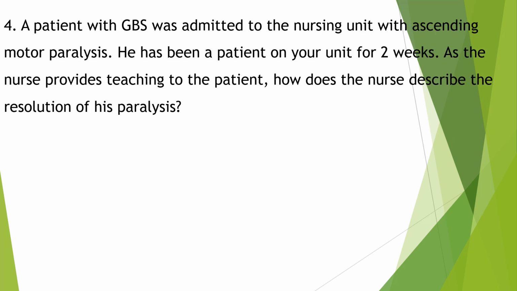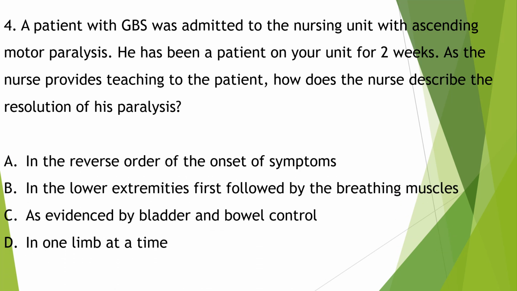A patient with Guillain-Barré syndrome was admitted to the nursing unit with ascending motor paralysis. He has been a patient on your unit for 2 weeks. As the nurse provides teaching to the patient, how does the nurse describe the resolution of his paralysis? In the reverse order of the onset of symptoms, in the lower extremities first, followed by the breathing muscles, as evidenced by bladder and bowel control in one limb at a time.